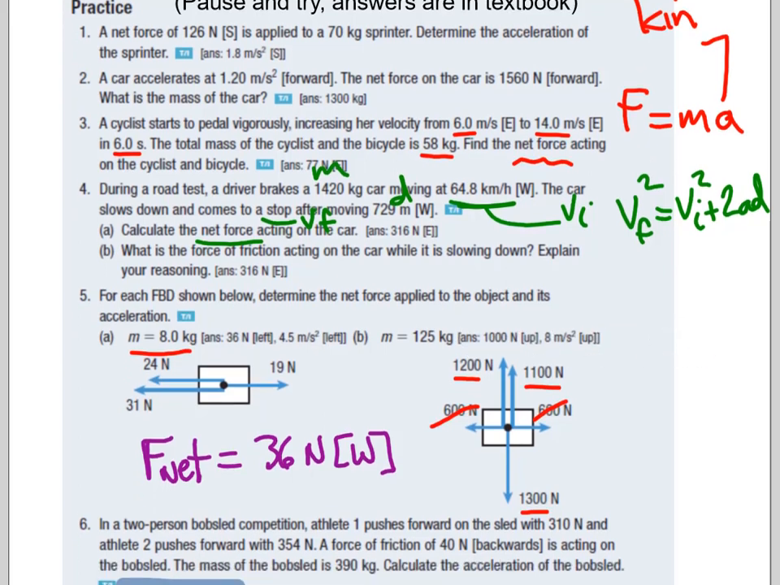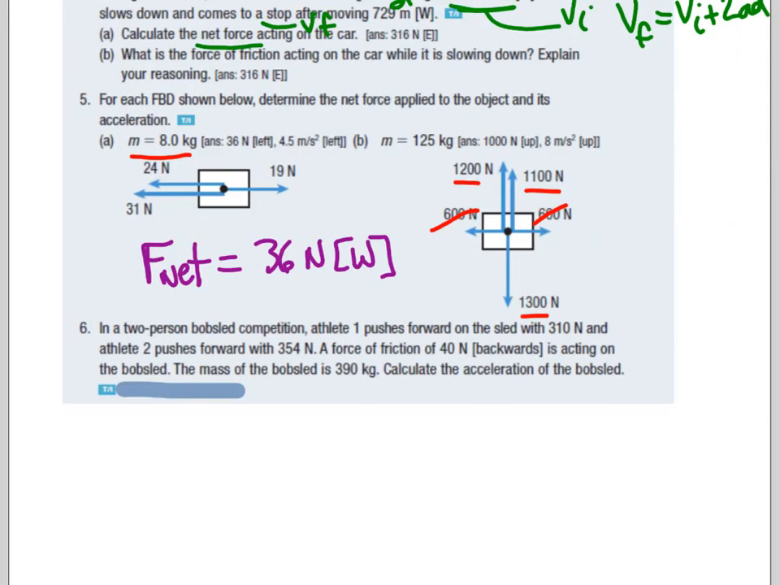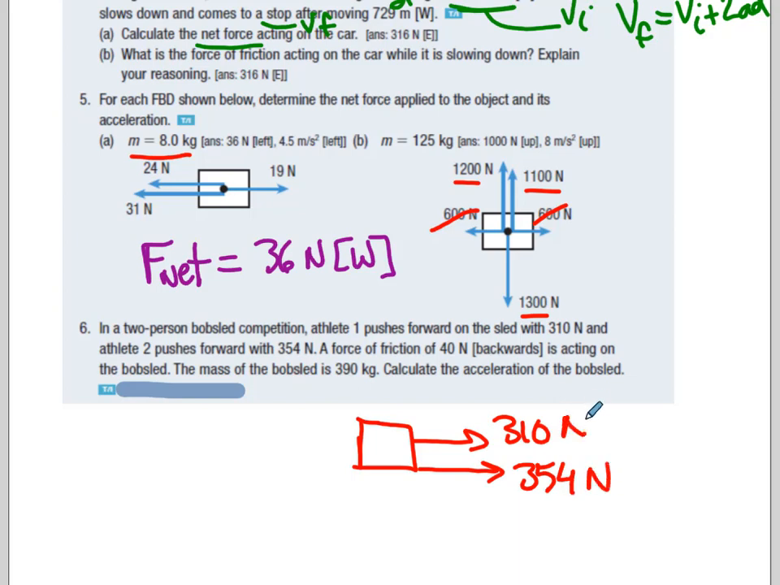Okay, the last question, and I know I'm going a little quickly here, but we do have time constraints. In a two-person bobsled competition, athlete 1 pushes forward on the sled with 310 newtons. So I'm going to model my sled with a box. We're going to say 310 newtons in that direction. Athlete 2 pushes forward with 354 newtons. There's a force of friction of 40 newtons. The mass of the bobsled is 390 kilograms. Calculate the acceleration of the bobsled.